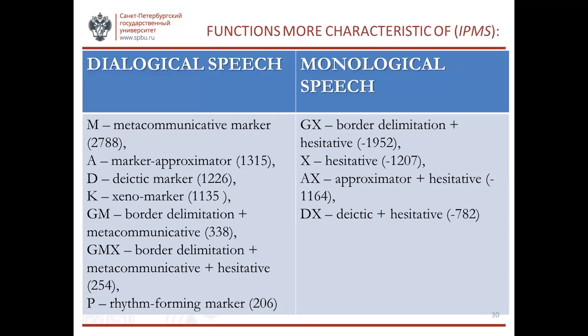Now, if we compare dialogical speech and monological speech, we can see in this table the difference in the functions that are more characteristic of dialogues and monologues. So for dialogues, we mostly have metacommunicative markers, approximators, deictic markers, xenomarkers, border delimitation plus metacommunicative, border delimitation plus metacommunicative combined with hesitative function, and rhythm-forming markers. While for monologues, that's mostly border delimitation plus hesitation, or just hesitation, or approximator plus hesitation, and finally, deictic plus hesitative.